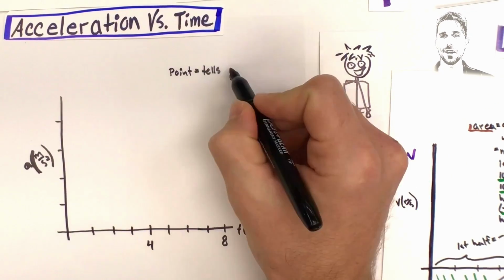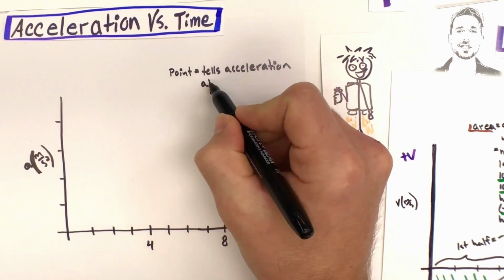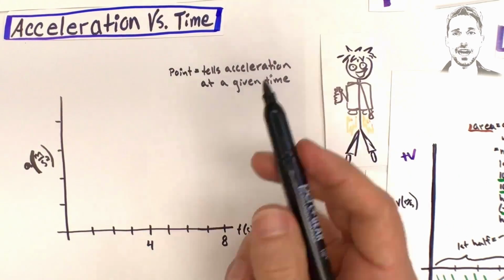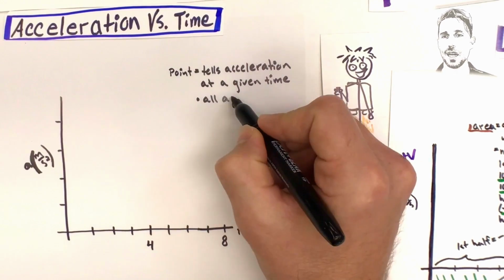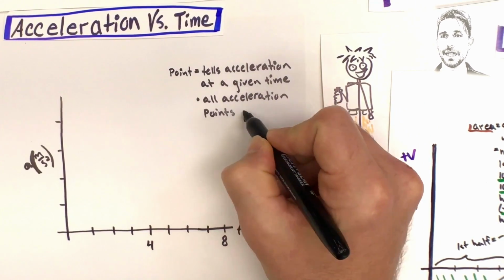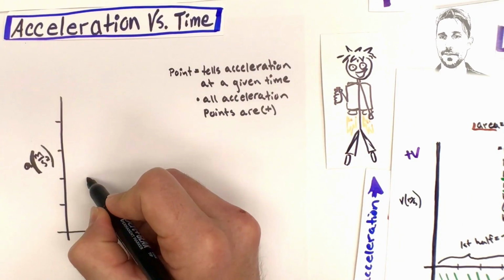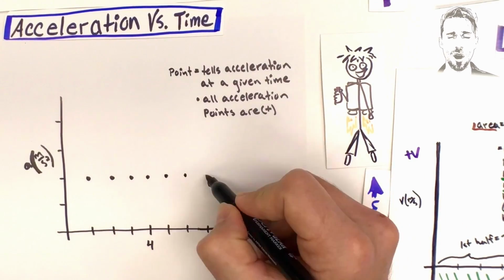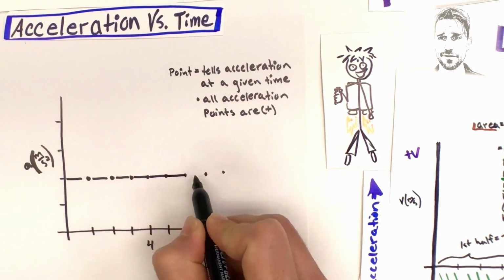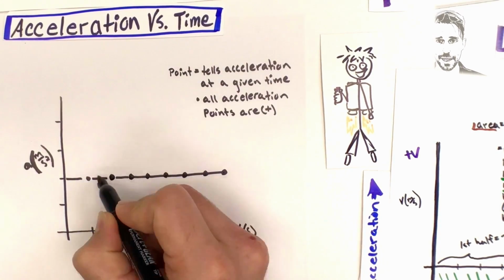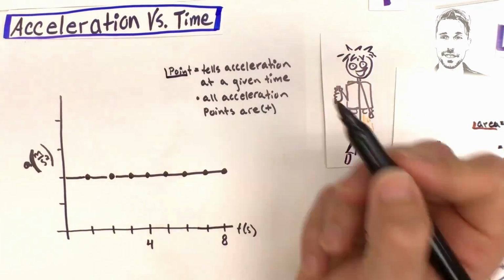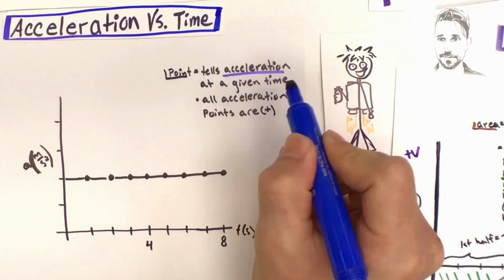So a point along this curve tells us the acceleration at that given time. At a given time, we know any particular acceleration when we look at the curve. And all our acceleration points are positive here. So that acceleration is going to be positive all the way across.